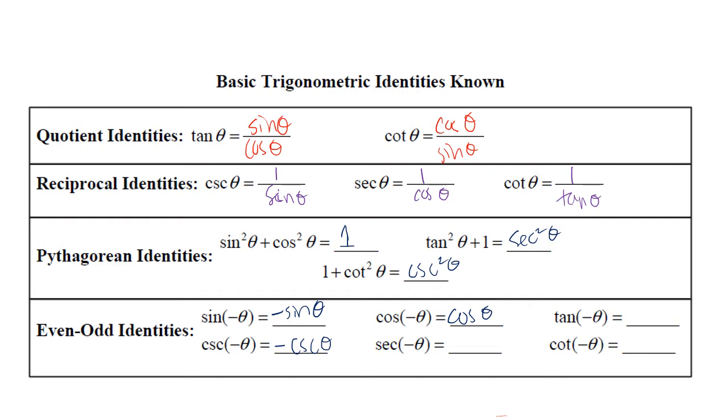If I have the secant of a negative theta, it's equal to the secant of the positive theta. And if I have tan of negative theta, it's equal to negative tan of the positive theta. And if I have cotangent of a negative theta, it's equal to the negative cotangent of theta.